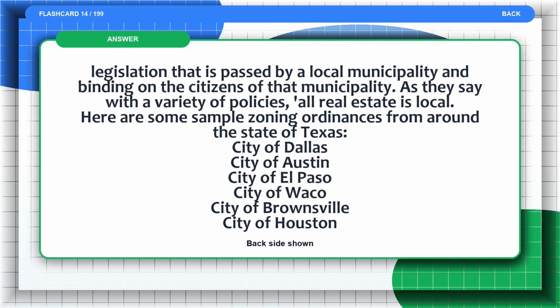The answer is legislation that is passed by a local municipality and binding on the citizens of that municipality. As they say with a variety of policies, all real estate is local. Here are some sample zoning ordinances from around the state of Texas: City of Dallas, City of Austin, City of El Paso, City of Waco, City of Brownsville, City of Houston.